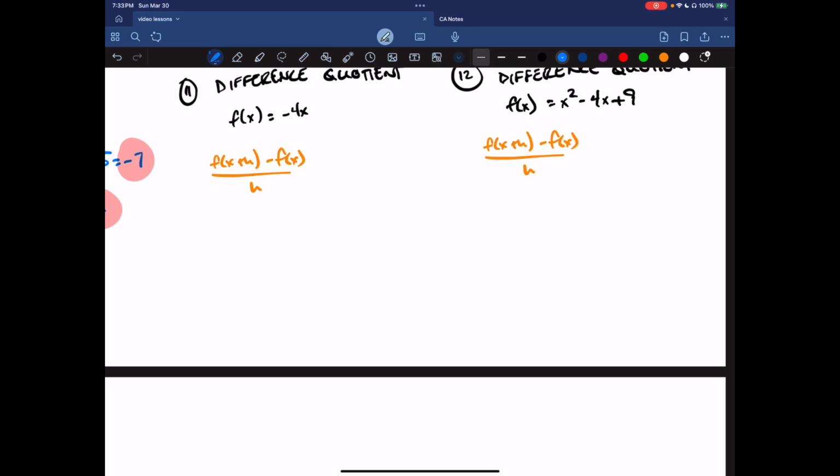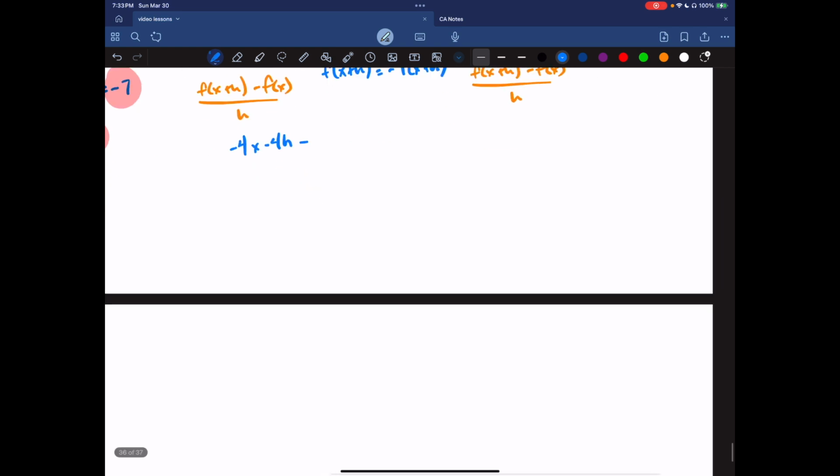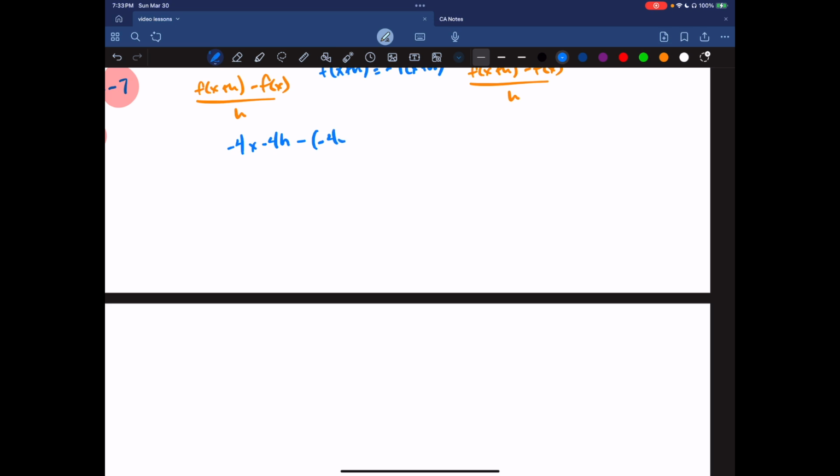So let's do this. We have f of x. Let's do f of x plus h. You already have f of x. F of x plus h, I'm going to plug in an x plus h everywhere I see an x. All right, so that's f of x plus h. So now I'm going to subtract that from my original. All right, so I got negative, and I'm going to distribute this. This is going to be -4 minus 4h minus my original. So minus 4x over h.